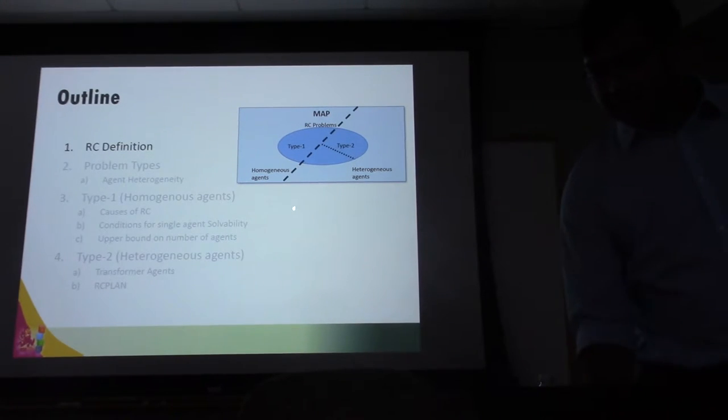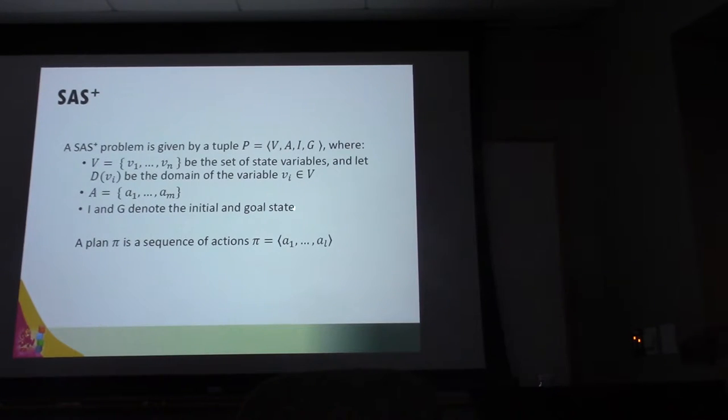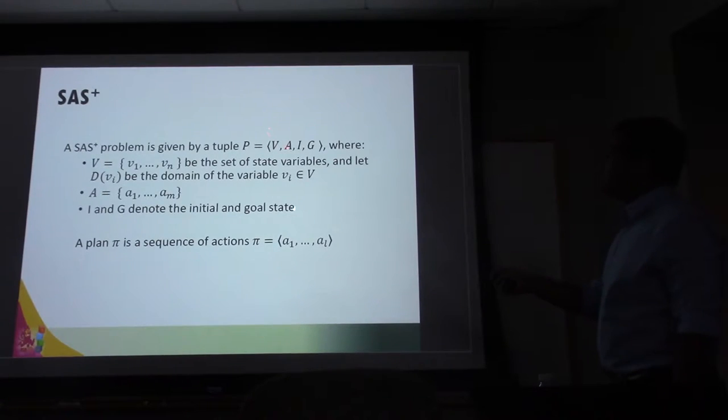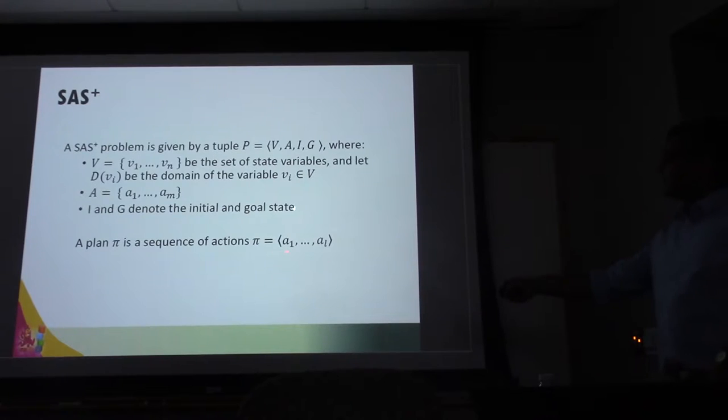Okay, so starting with the RC definition. Before we can define RC, we need to define a multi-agent planning problem. We will extend an existing formalism which is used to define planning problems, called SAS+, for multi-agent planning problems. So the original SAS+ problem is defined as follows. You have the state variables, you have the set of actions that you can perform, you have the initial state and you have the goal state. Each plan is given by a sequence of actions, and each state variable can take its value from a predefined domain.